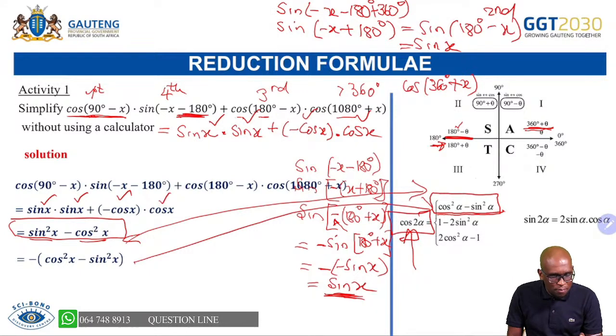So if we simplify that further, we can see that we get negative the cosine of 2x. Negative the cosine of 2x. So that is how we were supposed to approach that particular problem.